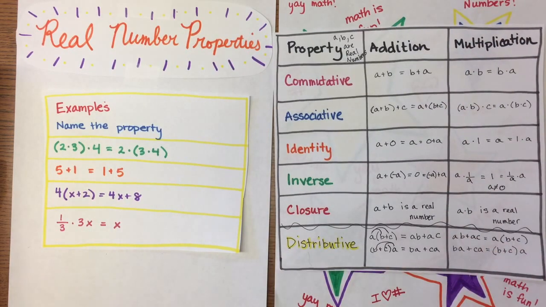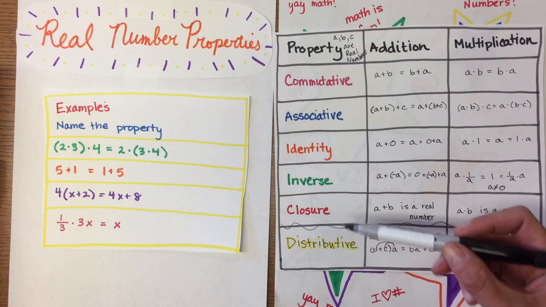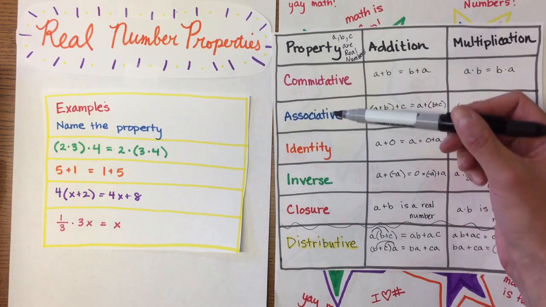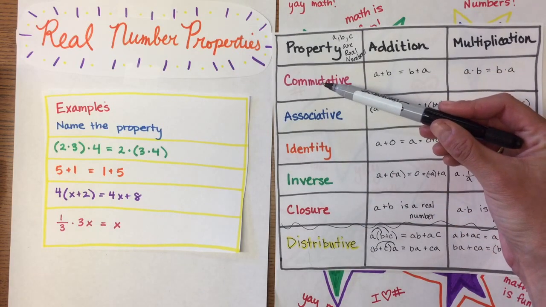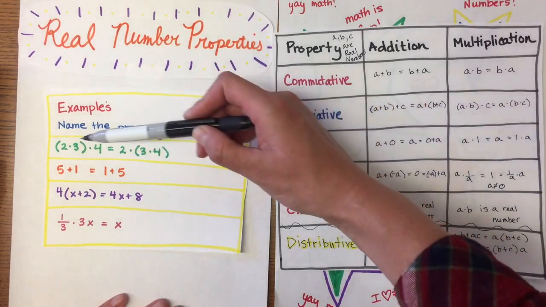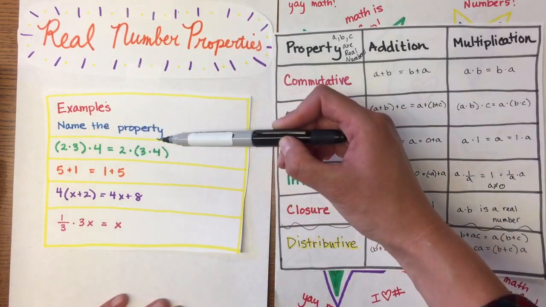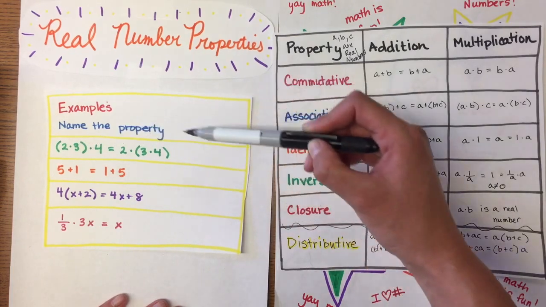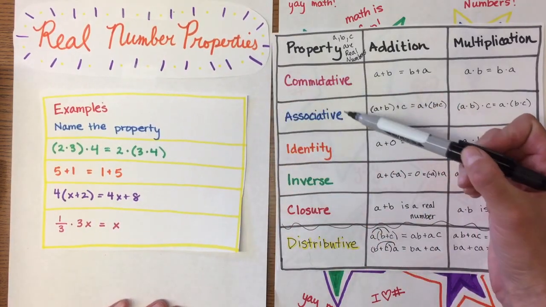But if I don't have this in front of me and I'm just kind of dealing with the names, I want to remember my tricks. Commutative is when things move position. Nothing in this problem is moving. The order stays the same. 2, 3, 4, 2, 3, 4. So this is not commutative.